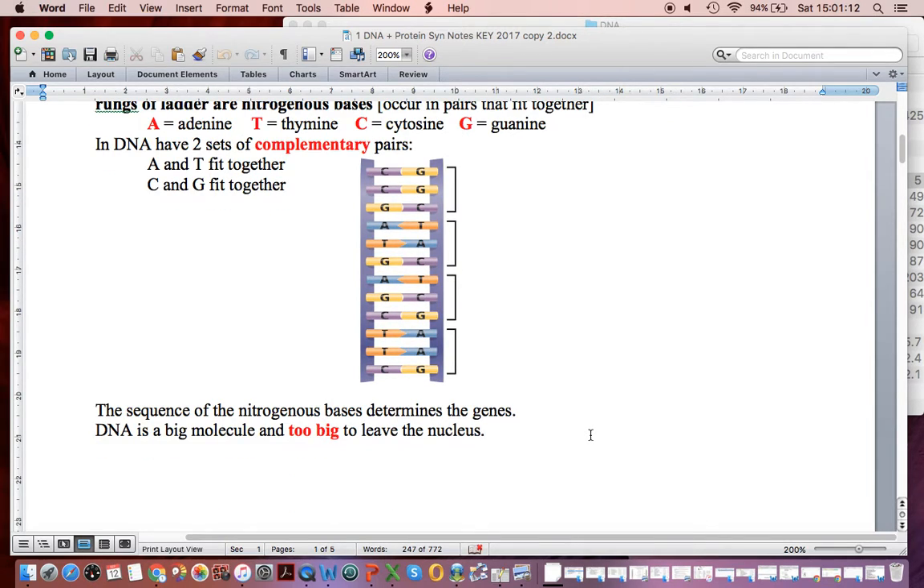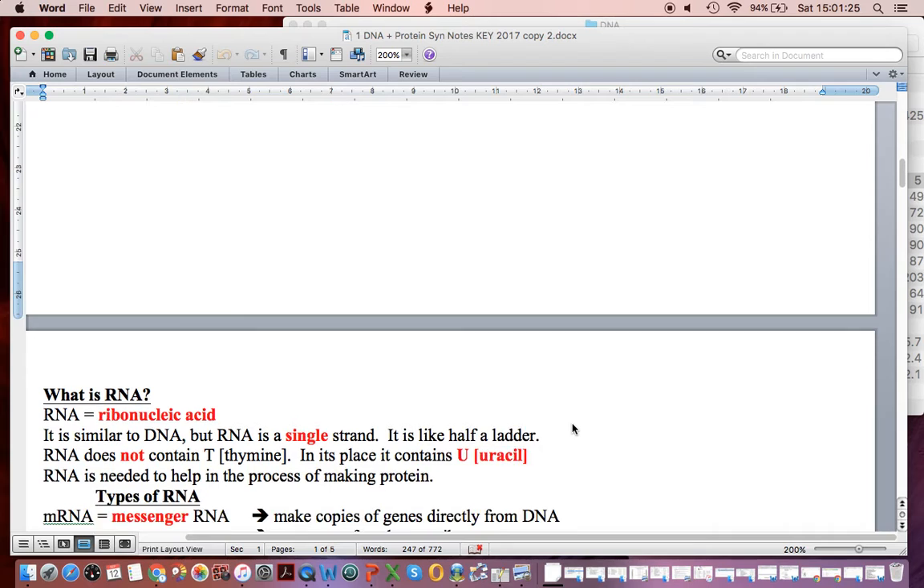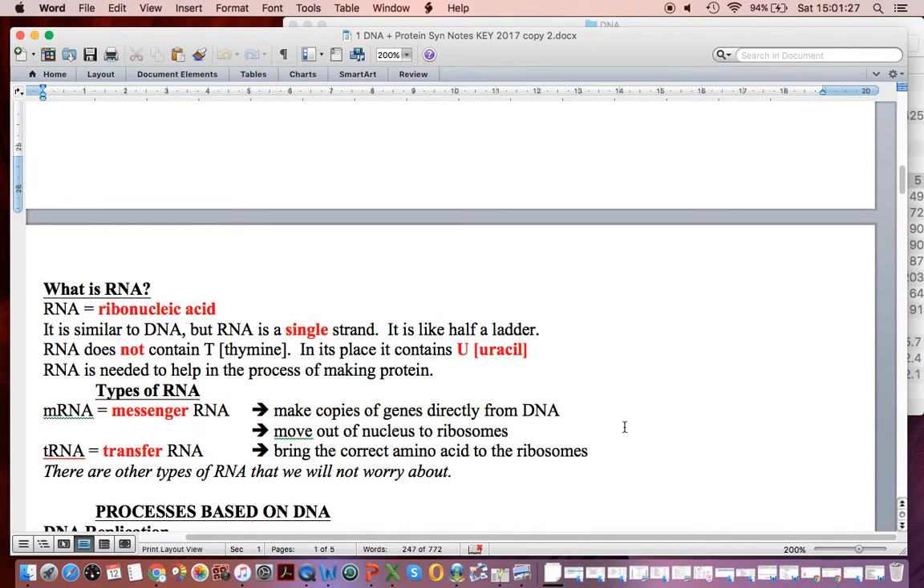So one big thing to realize, DNA is too big to leave the nucleus. Now that's a problem in the sense the protein is made in the ribosomes, and the ribosomes are outside the nucleus in the cytoplasm. So before we get to that, we've got to talk about RNA. RNA is ribonucleic acid.